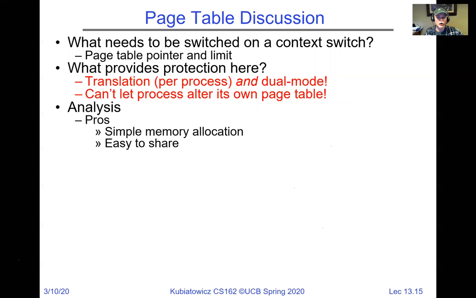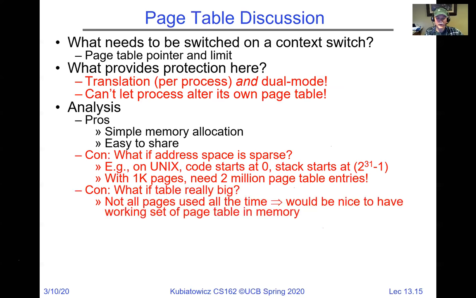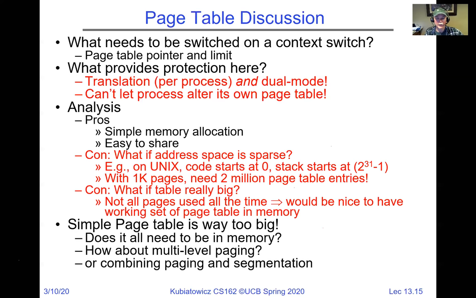So the pros of this page table: it's very simple to do memory allocation because all the pages are the same size. It's very easy to share. The cons are if the address space is sparse, which it is, you waste a lot of space. If the table is really big, not all the pages are used at the time. So even this big page table would be great if we could page out the page table. So way too big. So we need to do something else.